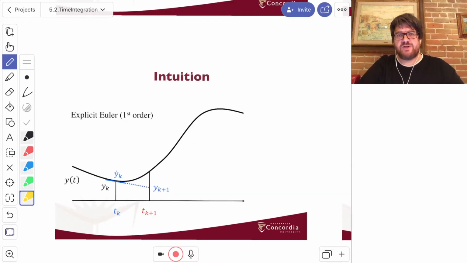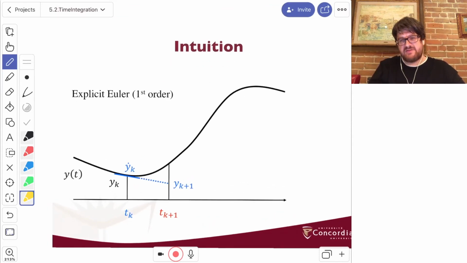Let's give some intuition of the explicit Euler method using a graphical example. So here, the black curve is y of t, the function we really are looking for. And we computed everything up to the point tk. So at this point tk, we estimated everything, so we know yk and we know yk prime. yk prime is the derivative, so it's a tangent to the curve.